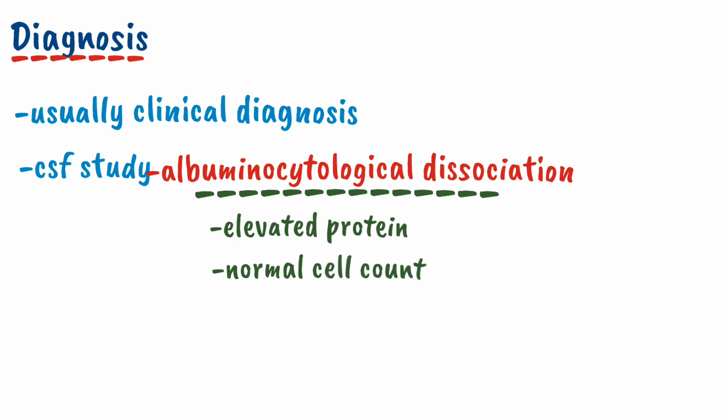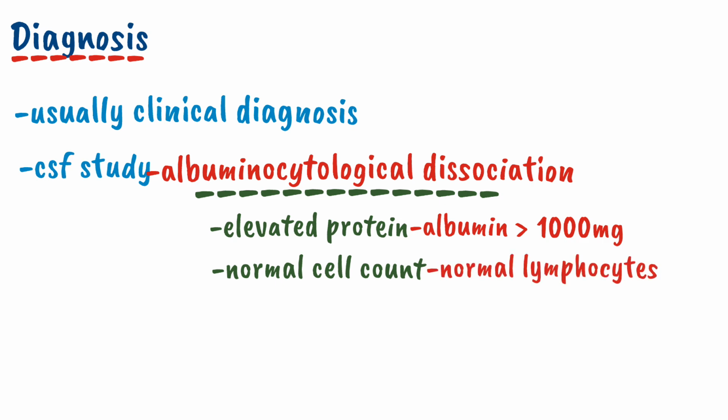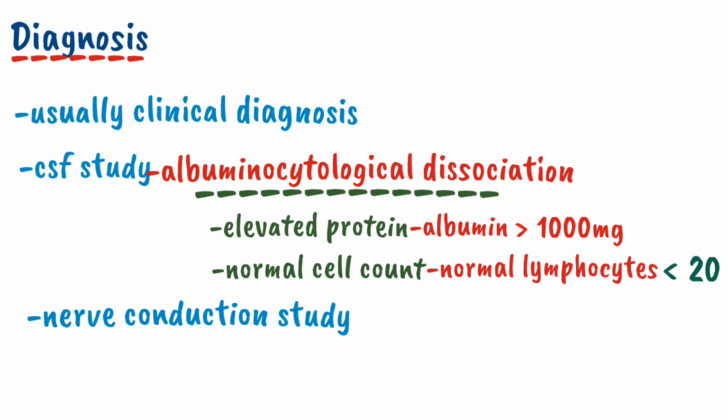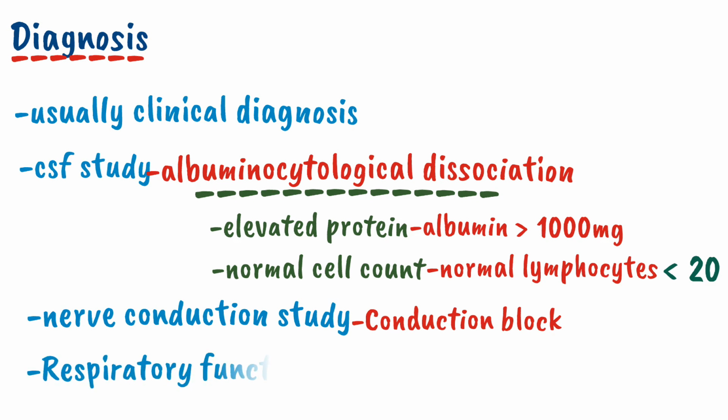Usually the protein, predominantly albumin, will be high, usually greater than 1000 milligram, and the lymphocytes will be raised or normal, usually less than 20 lymphocytes per millimeter square. If the lymphocytes are greater than 50, it is very unlikely that the patient is suffering from Guillain-Barré syndrome. Other than this CSF study, we can perform a nerve conduction study. The nerve conduction study will show conduction block or slow conduction. Other than these, we can also perform a respiratory function test to rule out respiratory failure.